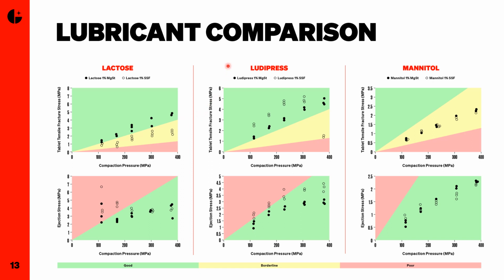Then the same study for Lubripress. Lubripress is a premix of several different excipients. Here, the SSF tablets are the stronger tablets, but only up to a point. After 300 megapascals, you get this drop off in the strength of the tablets. And this is an example of overcompaction happening, where we're hitting the tablets too hard and they're actually becoming weaker.